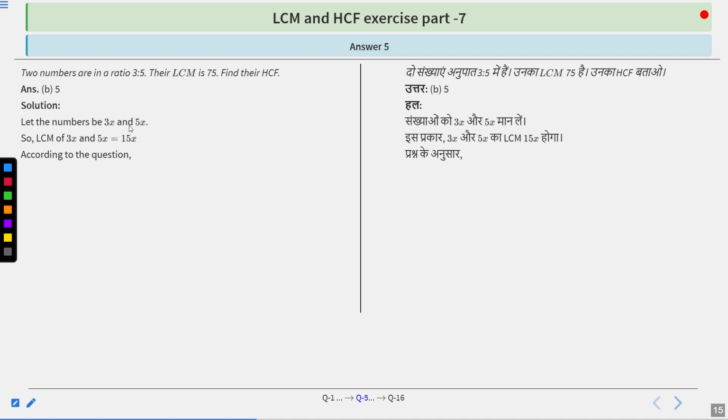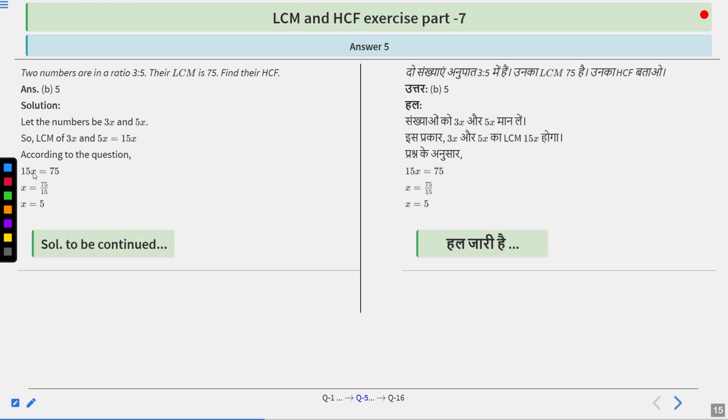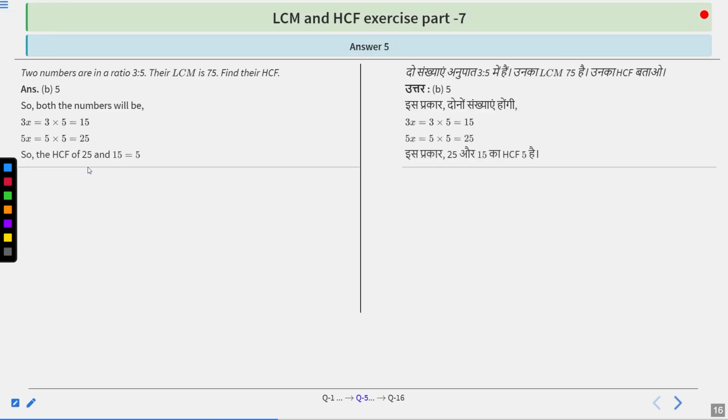So if we have 3x and 5x as two numbers, then their LCM is going to be 15x. But according to the question, LCM was 75. That means 15x is equal to 75. From where the value of x is 75 upon 15, that is 5. So if we have found the value of x, the numbers are 3x, that is 3 into 5, 15, and 5x, that is 5 into 5, 25. So we have got our two numbers, 15 and 25.